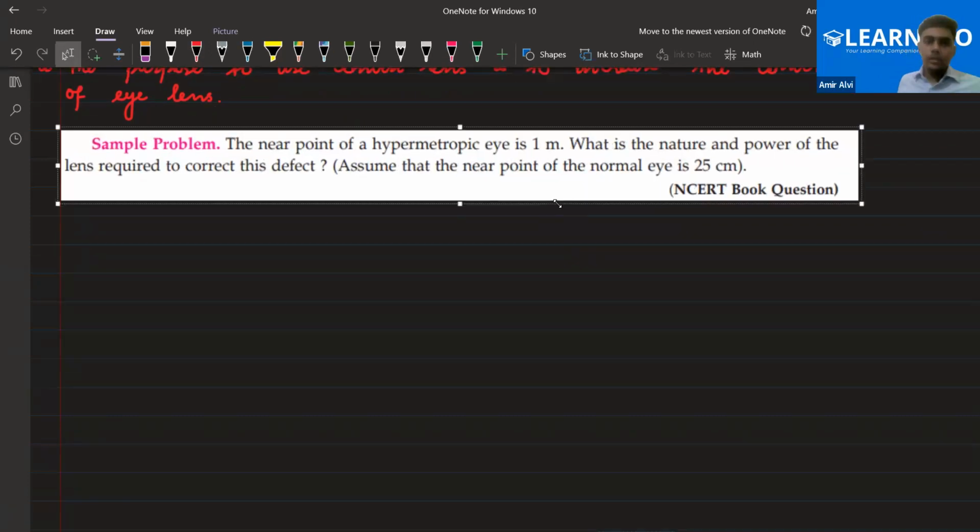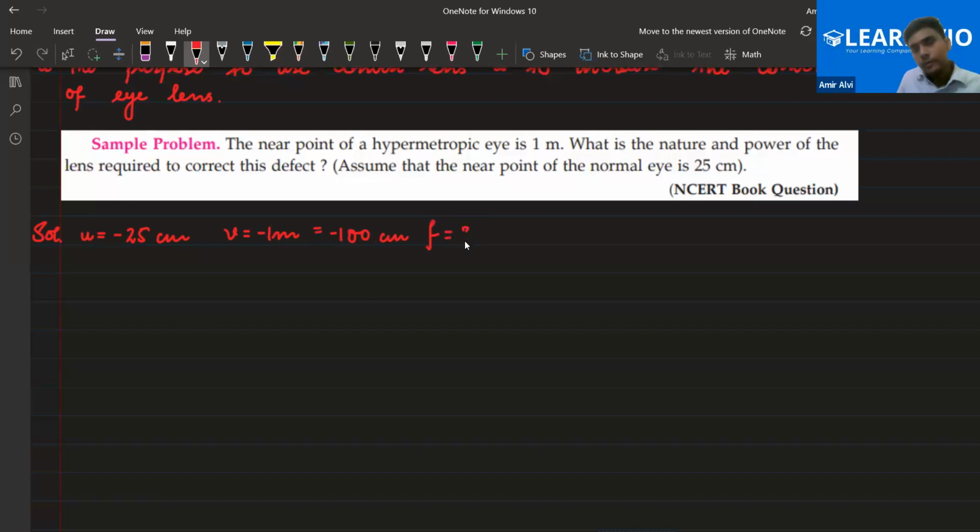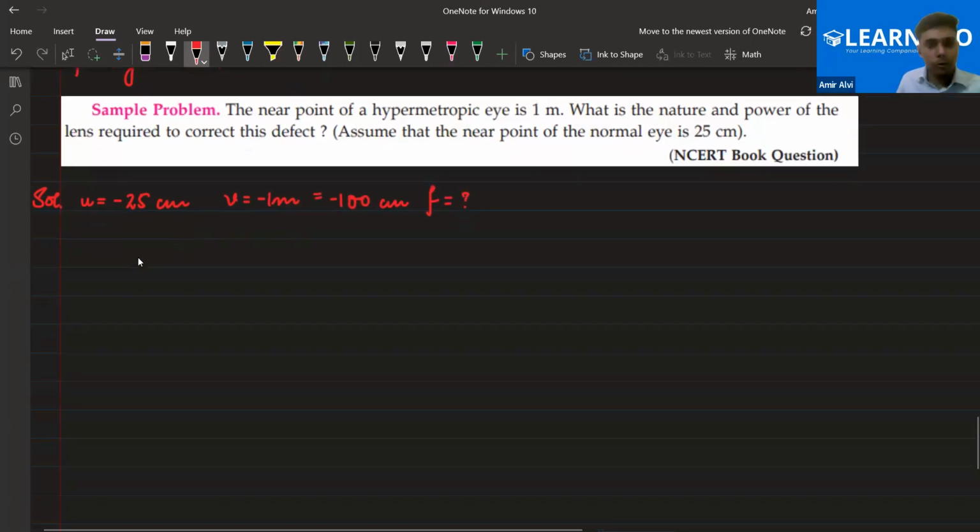Okay. So as you can see, the near point of the hypermetropic eye is 1 meter. The question is saying that for the hypermetropic eye, the image is forming at 1 meter, and the natural near point of the human eye is 25 centimeter. It means that the object is placed at 25 centimeter and the image is forming at negative 1 meter, that means negative 100 centimeter, yes or no, Shazil? Yes, sir. And we have to find the focal length, or power.